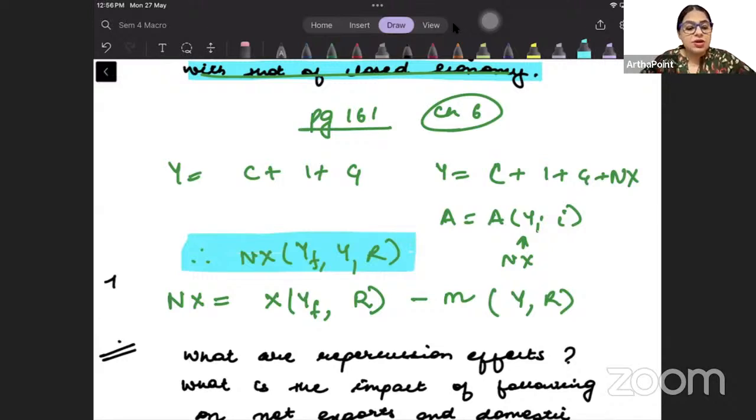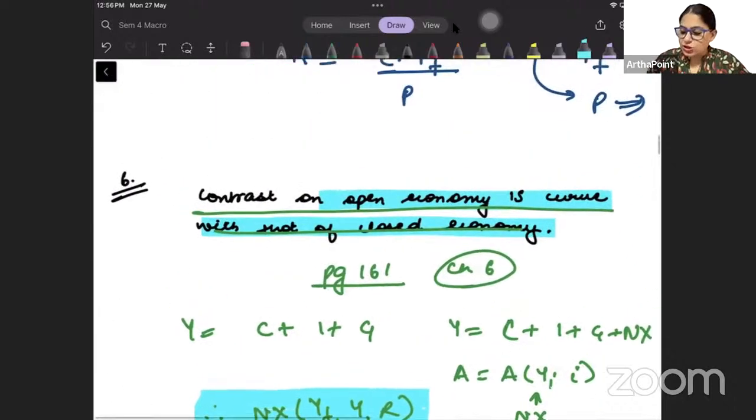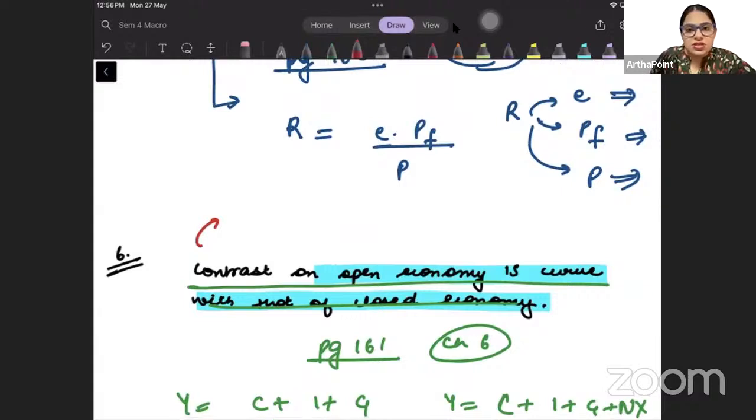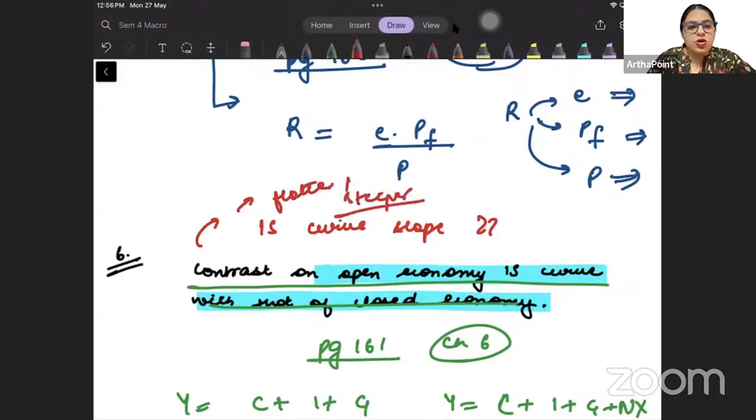At the same time, you need to go ahead and you need to ensure that you tell कि एक open economy versus closed economy के IS curve के slope में क्या difference है, right? So whether the IS curve becomes flatter or steeper for an open economy, you have to explain that also.